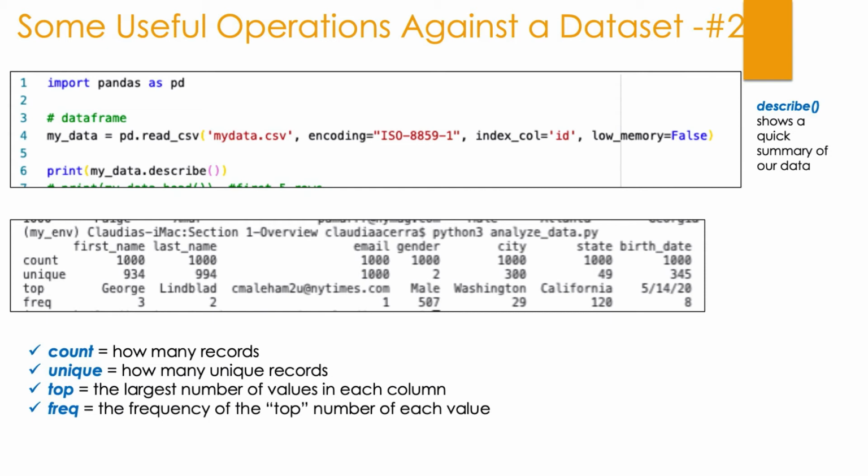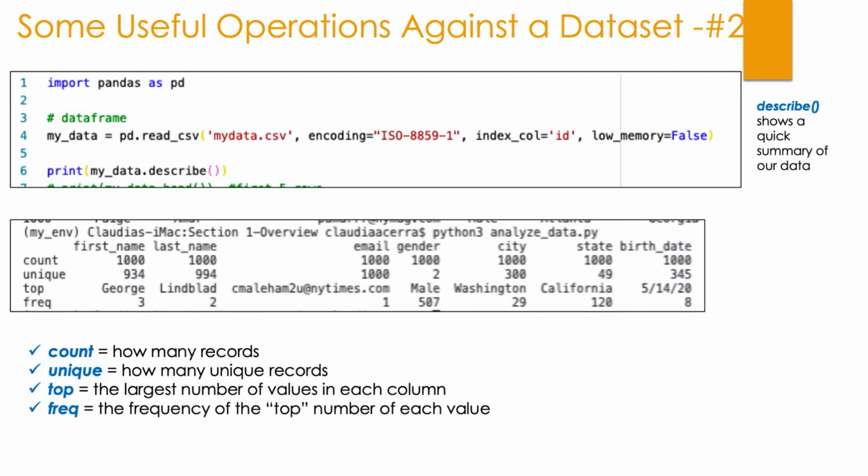Then we count unique values. So you see that I have some repeat values in these sets, at least for first name and last name. Email is unique. I have 1,000. Gender, I only have 2 different genders, male and female. Cities, I have only 300 discrete cities, 49 states, and so on.